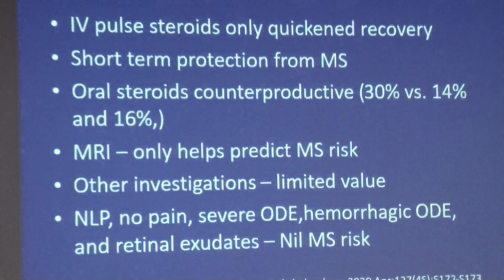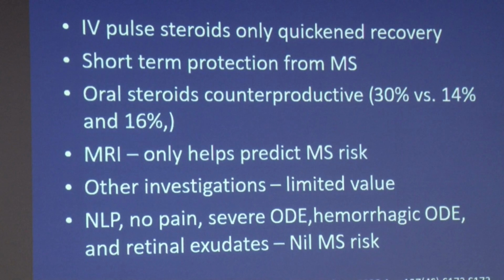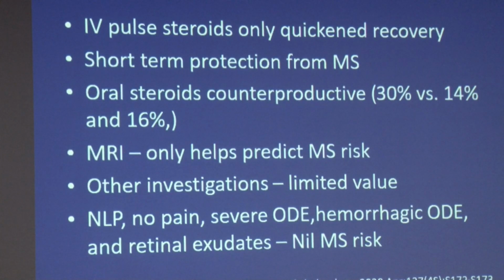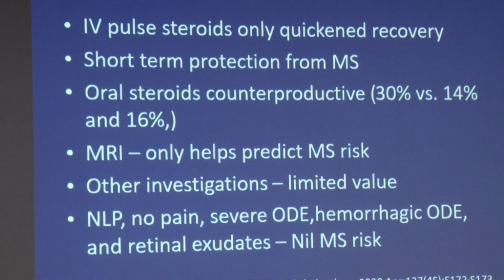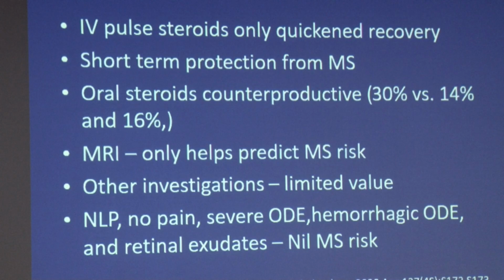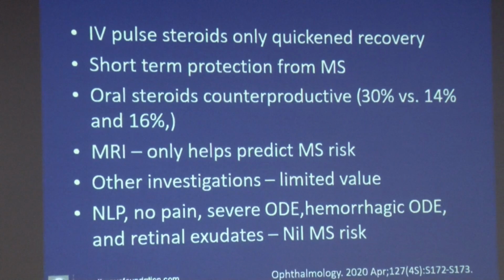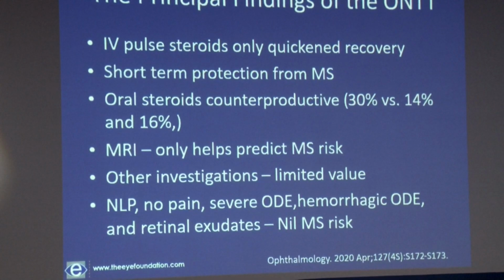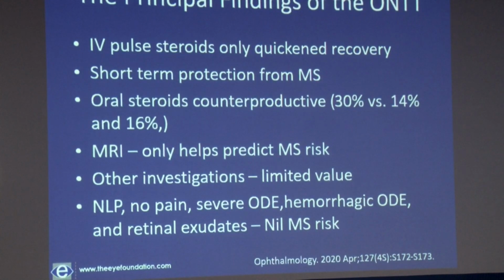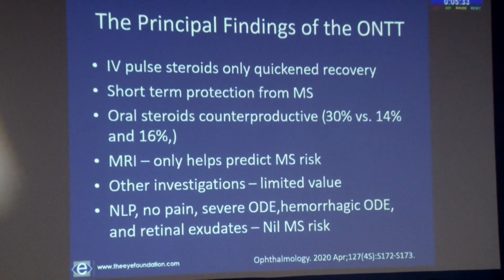So the principal findings of the ONTT, we all know, are that IV pulse steroids only hasten the recovery. There was no long-term benefit, and oral steroids were actually counterproductive. And the value of MRI was in predicting the MS risk.